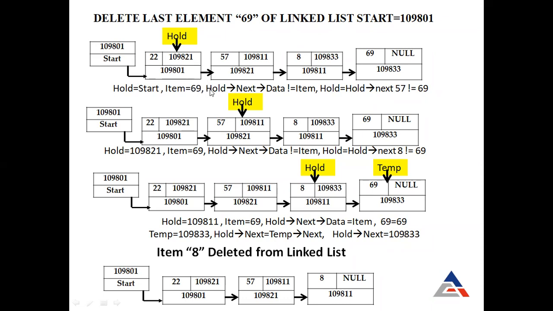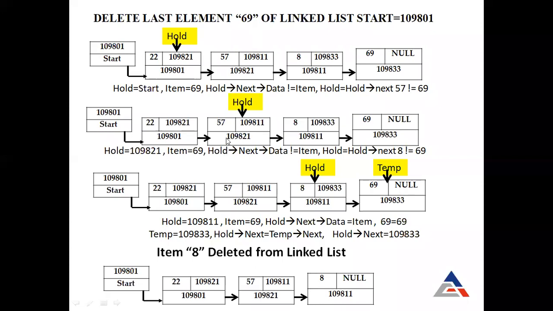And hold of next. What is hold of next? 109821. This is the hold of next. And data, data is this one. Data is 57. So hold of next of data becomes 57. Is 57 equal to 69? No, it is not equal to 69. So 57 is not equal to 69, so I shift my hold from the first location to the second location.